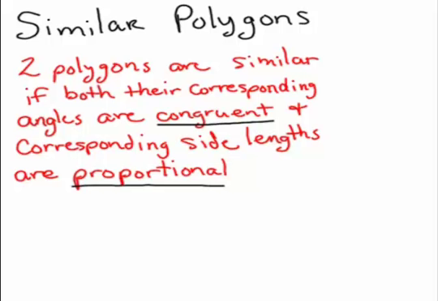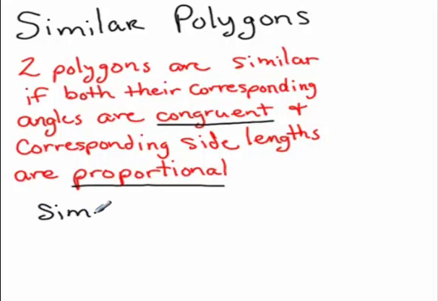In this lesson, we will be talking about similar polygons. Two polygons are similar if both their corresponding angles are congruent and corresponding side lengths are proportional. Now, with similarity, we have a new symbol to learn.